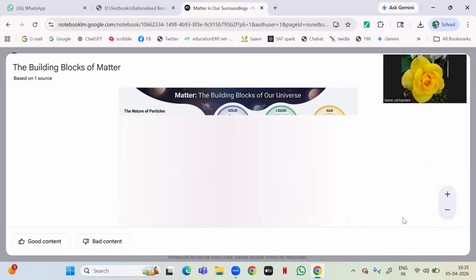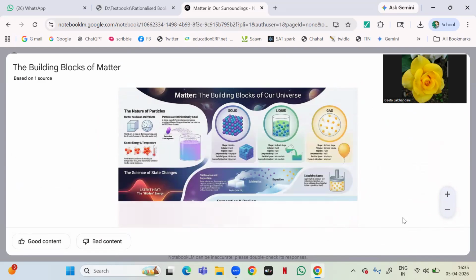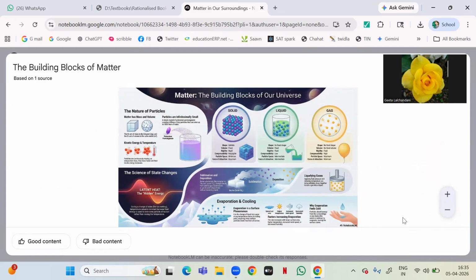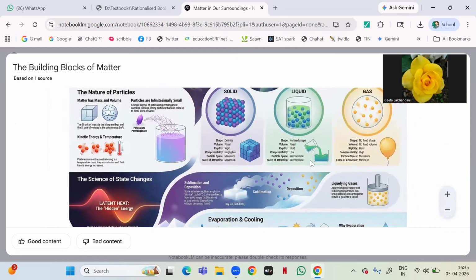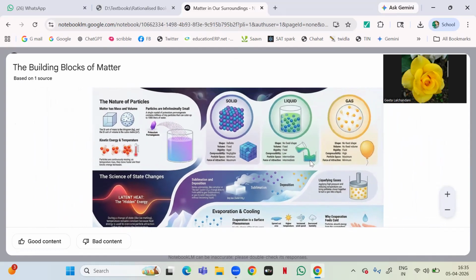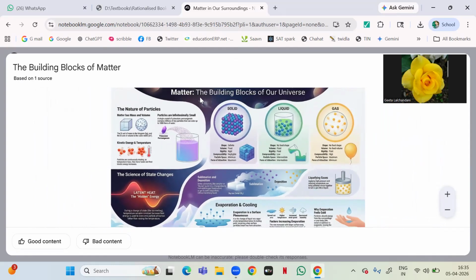So this is a picture method, or a picture which will be describing what all is discussed in the chapter, or what all this chapter talks about. Again, chapter number 1, matter in our surroundings. So children, as you can see in my infographics, the chapter will first of all talk about what is matter.